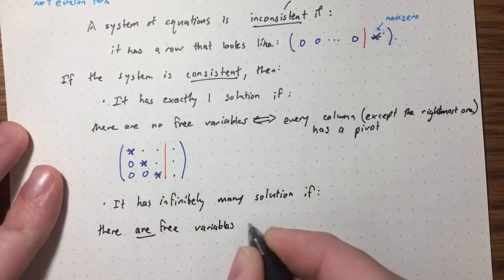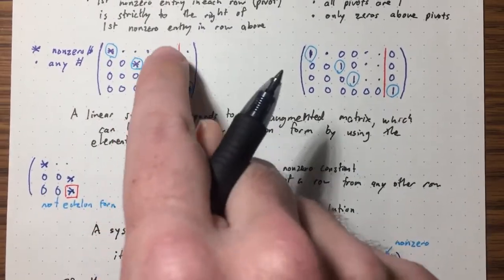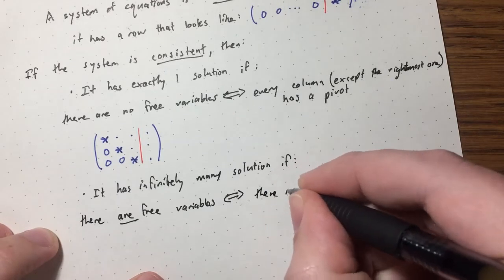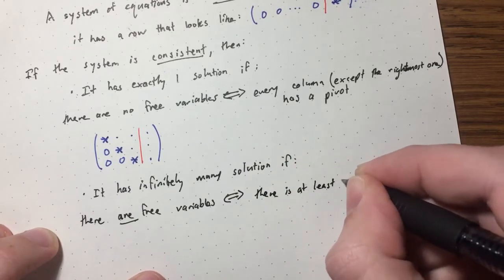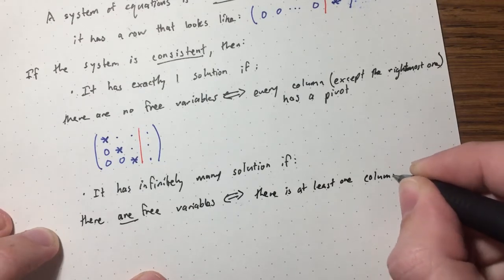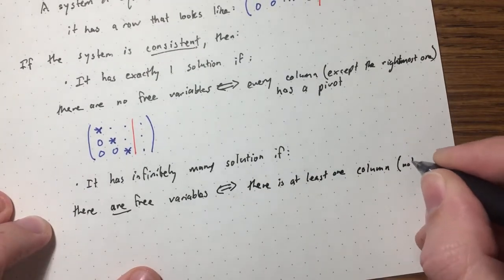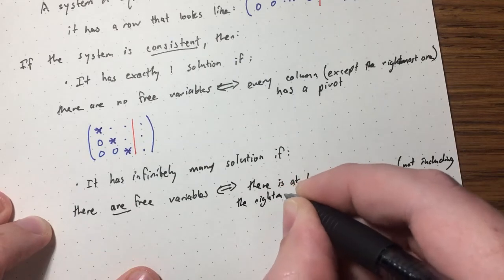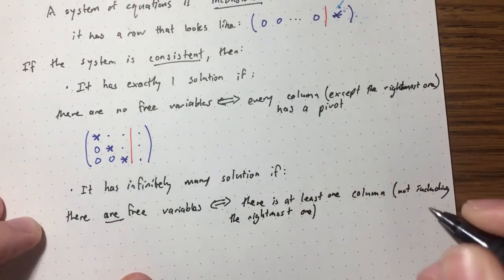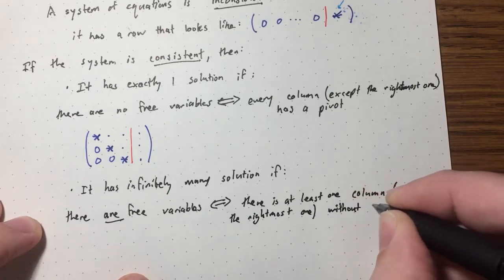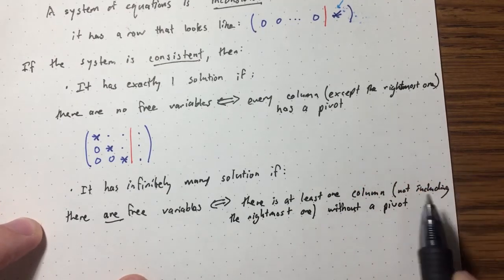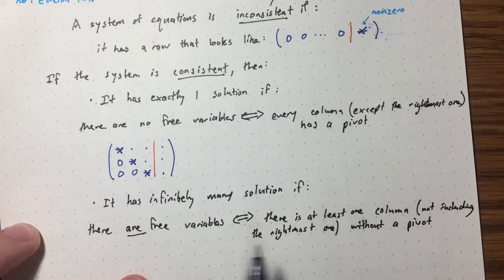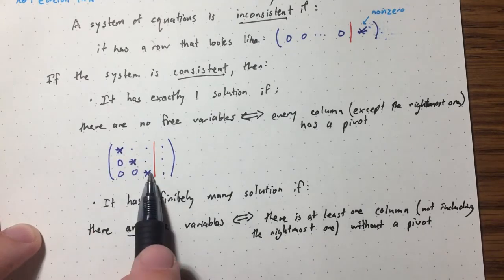There are free variables. Or, in other words, how do we see the free variables? Well, the free variables are associated with the columns that don't have pivots, right? So there has to be at least one column, and again, we're not including the rightmost one. There's at least one column without a pivot. We're not including the rightmost one because then we could say, oh, well, this column doesn't have a pivot. But no, we need at least one column associated with the variables. So we need at least one column in this part without a pivot.